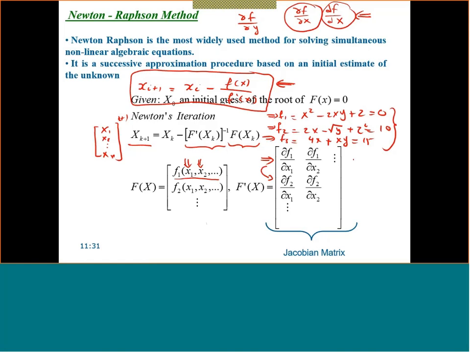So now here I need to find the partial derivative of f1 with respect to x, the partial derivative of f1 with respect to y, and the partial derivative of f1 with respect to z.